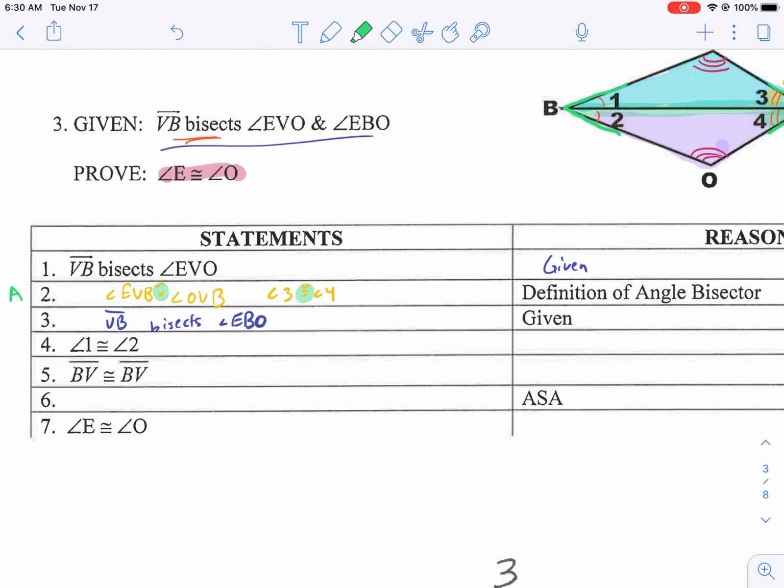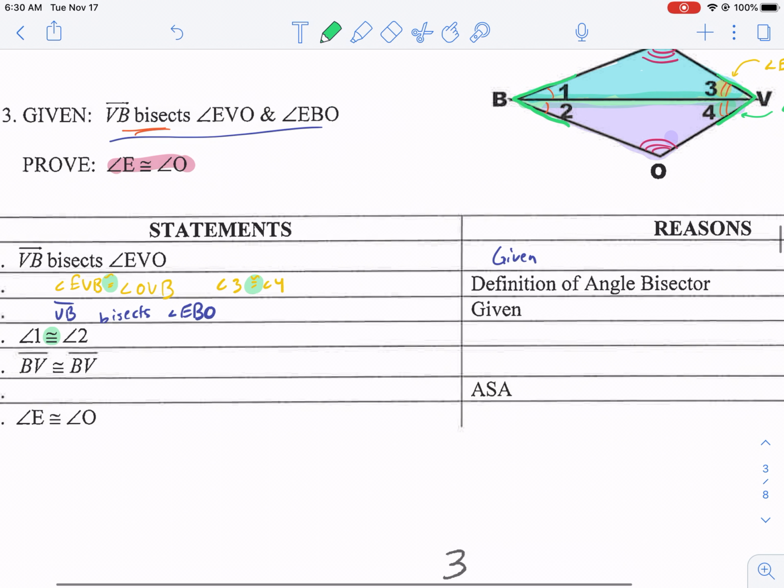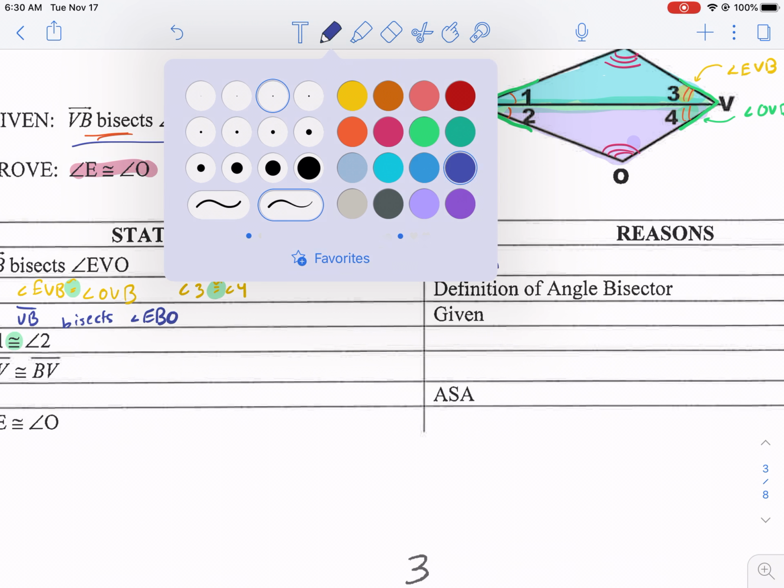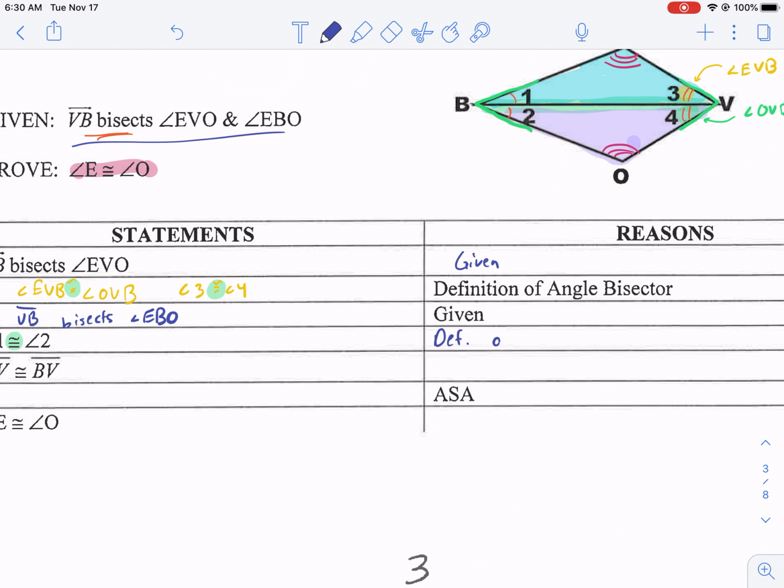Then we have, look here in this fourth step, after we listen to the next given, these two angles are congruent. That's another A because they're two angles. And then I'm going to give the same reason: the definition of angle bisector.